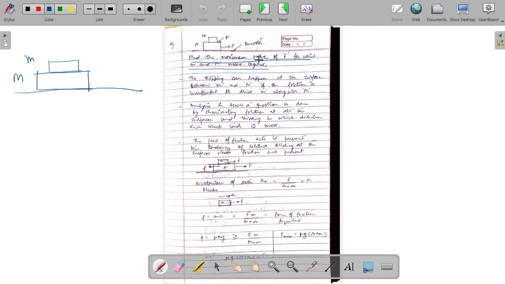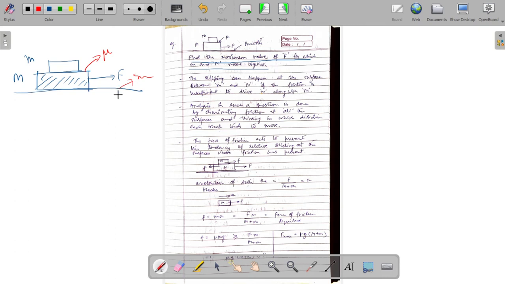Here the question is: what maximum value of force can be applied on this lower block of mass M, which I have shaded, so that motion does not happen between small m and capital M? The surface between small m and capital M has some coefficient of friction mu, and the surface beneath them is smooth. So how do we approach these questions?